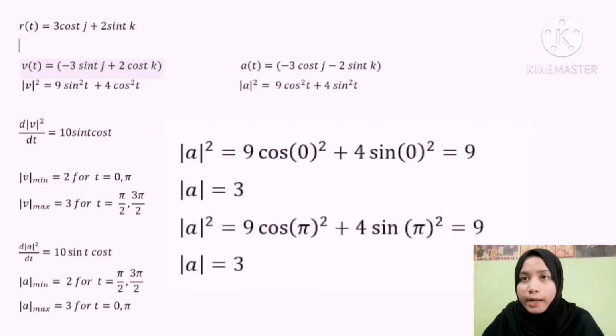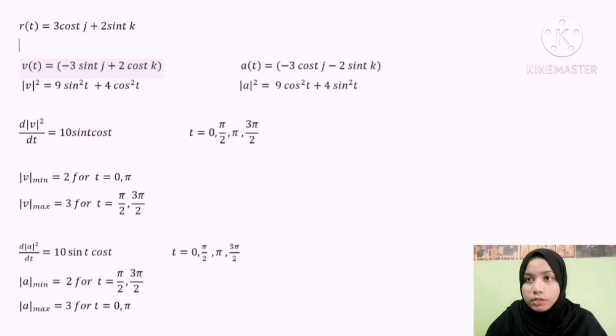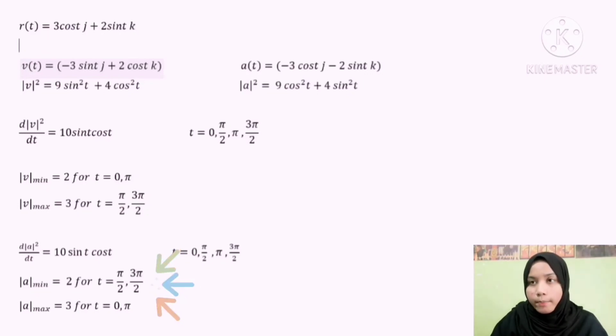Same goes when we put pi. We get magnitude of acceleration is also equal to 3. When we put pi over 2 and 3 pi over 2, we get the magnitude of acceleration square is 4 and the magnitude of acceleration is 2. So the magnitude of acceleration for both is equal to 2. So magnitude of acceleration minimum is 2 when t equal to pi over 2 and 3 pi over 2, while magnitude of acceleration maximum is 3 when t equal to 0 and pi.